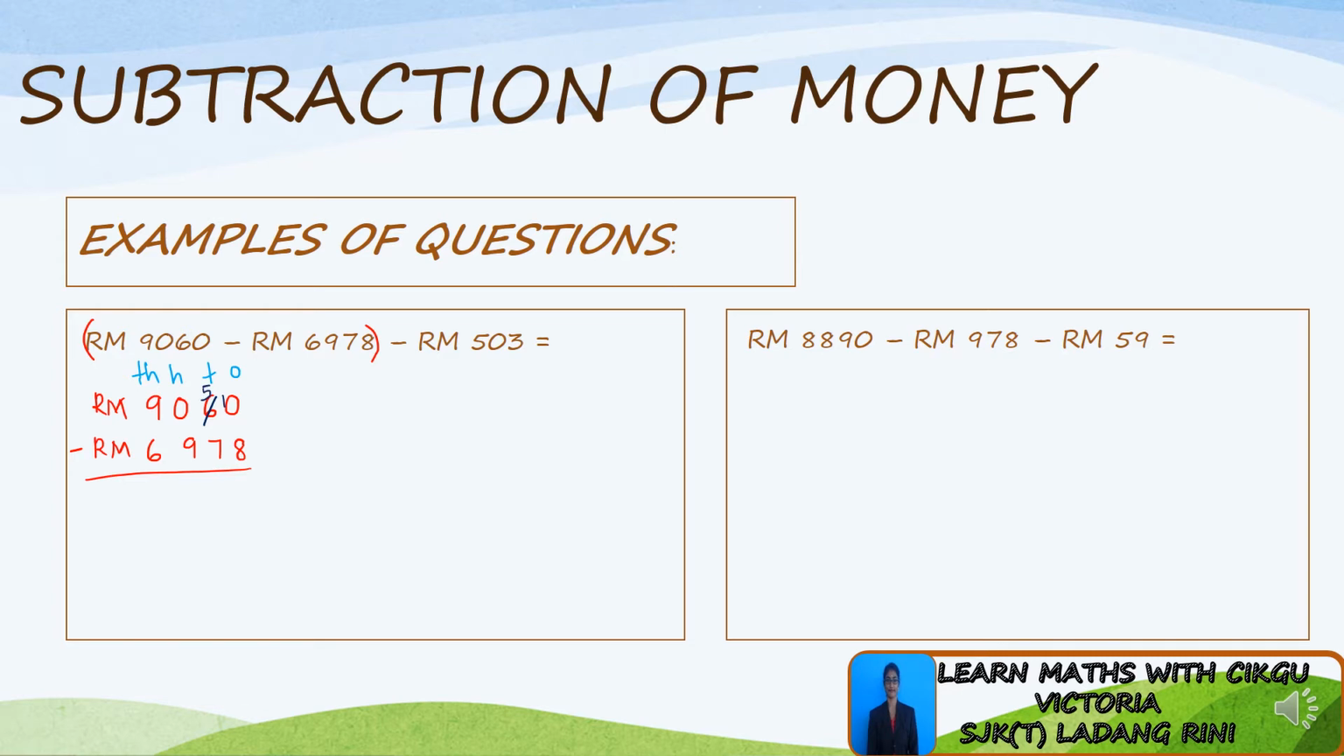So 10 minus 8 is equal to 2. 5 minus 7. Can we minus this 7 from this 5? Cannot, because 5 is smaller than 7. So we need to borrow from the neighbor here in the 100 place value.